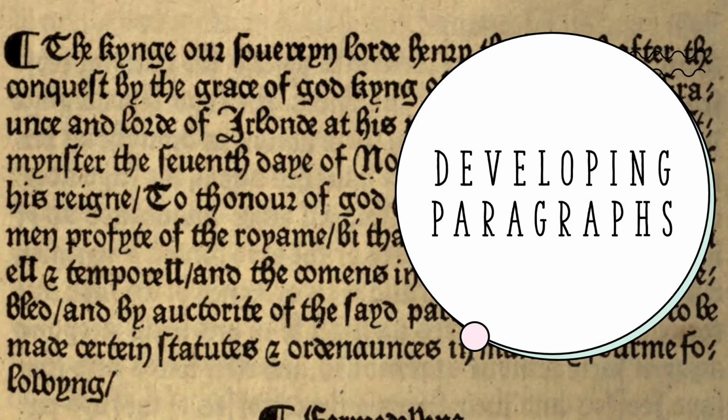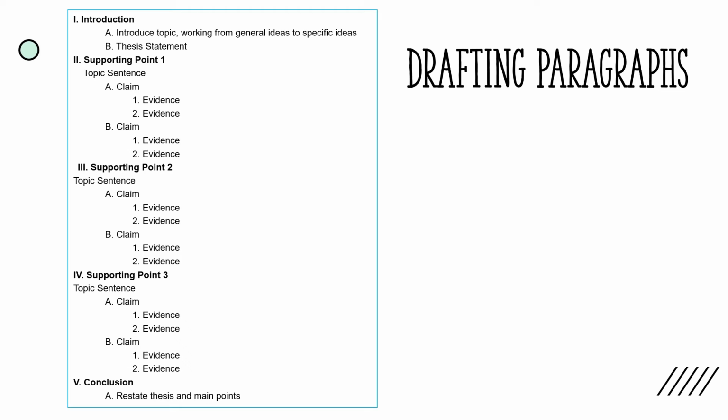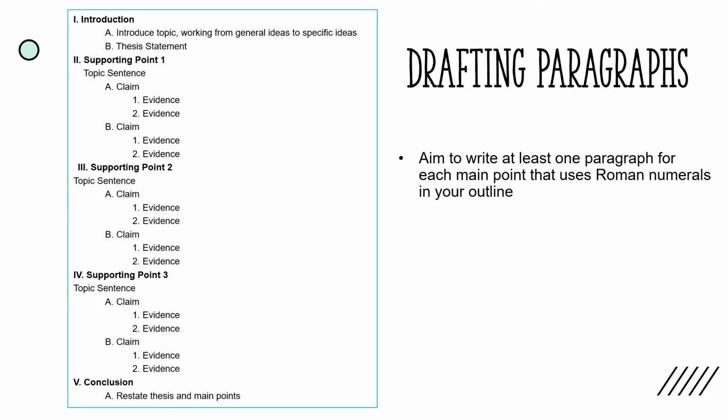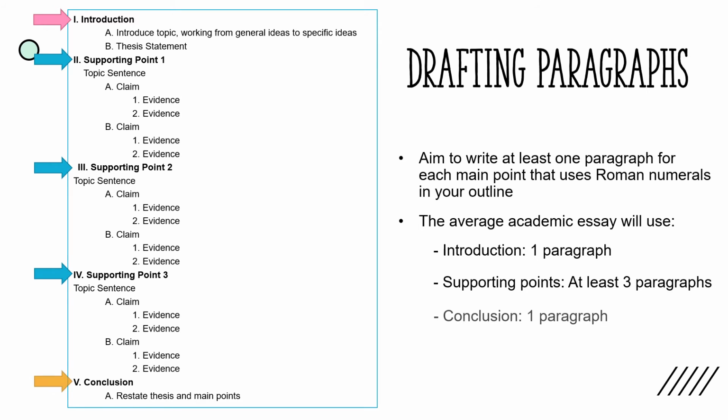Finally, when drafting, you'll need to separate your ideas and develop paragraphs. A good place to start when drafting paragraphs is to refer back to the outline that you created in the structuring step of the writing process. Aim to write at least one paragraph for each main point that uses Roman numerals in your outline. The average academic essay will dedicate one paragraph to your introduction, at least 3 body paragraphs to your supporting points, and 1 paragraph to your conclusion. First, we'll talk a little bit about developing body paragraphs, then we'll go over writing introductions and conclusions.